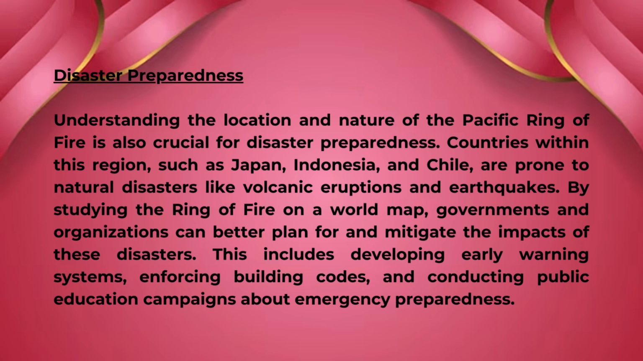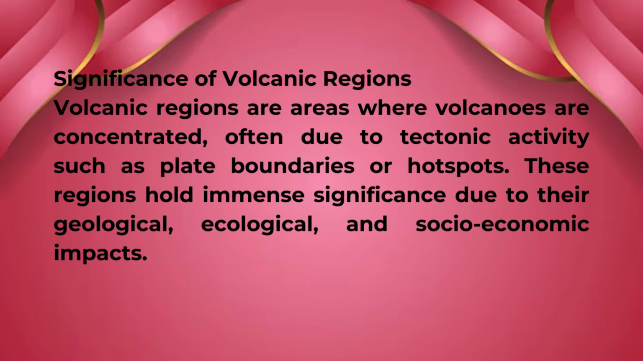Countries within this region, such as Japan, Indonesia, and Chile, are prone to natural disasters like volcanic eruptions and earthquakes. By studying the Ring of Fire on a world map, governments and organizations can better plan for and mitigate the impacts of these disasters. This includes developing early warning systems, enforcing building codes, and conducting public education campaigns about emergency preparedness. Significance of volcanic regions.